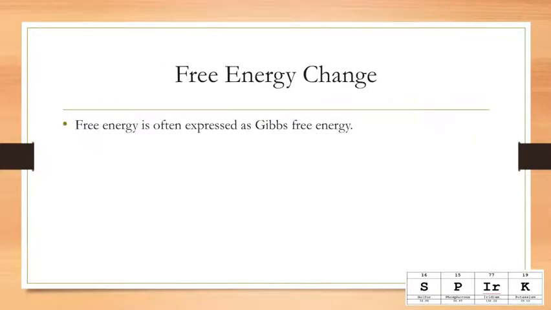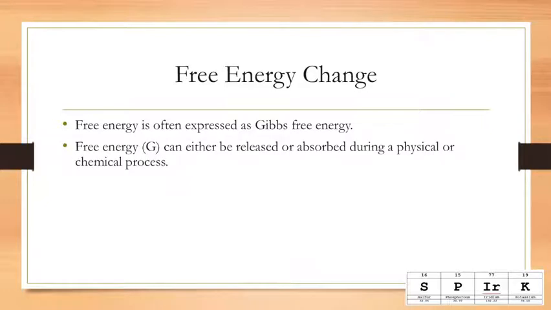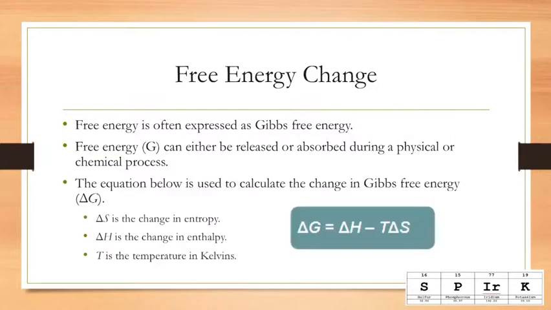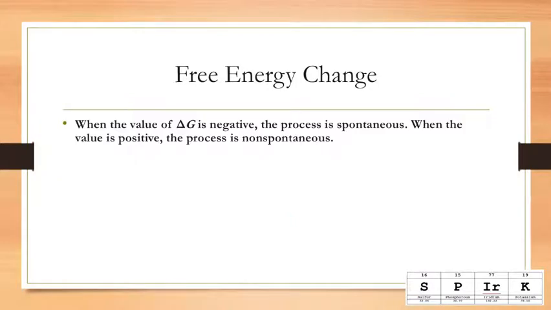So now we're going to look at the free energy change. Free energy is often expressed as Gibbs free energy. Free energy, G, can either be released or absorbed during a physical or chemical process. The equation below is used to calculate the change in Gibbs free energy. So delta S is our change in entropy, delta H is the change in enthalpy, and T is the temperature in Kelvin. When the value of delta G is negative, the process is spontaneous. When the value is positive, the process is non-spontaneous.